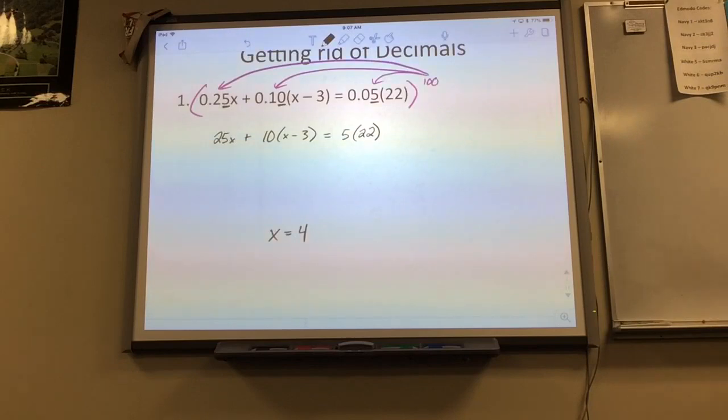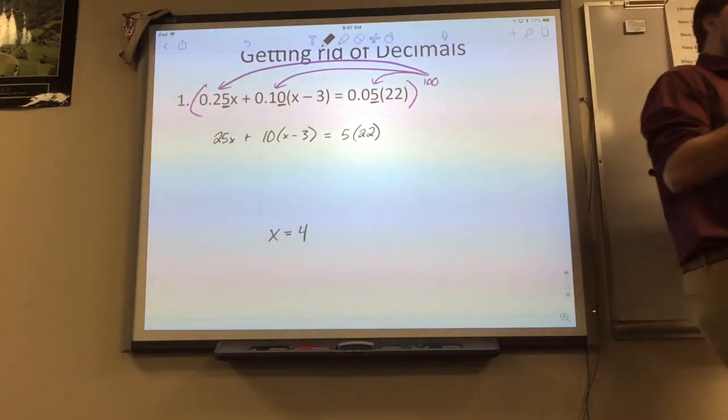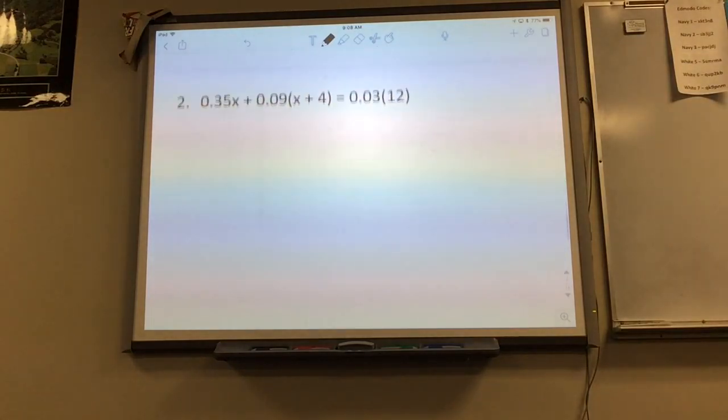I know that some of you will be like, well, I've got a calculator, why can't I just use decimals? You can, but it's easier to change it. It's much easier if you look at it this way. It's not easier. Yes, it is. Okay?